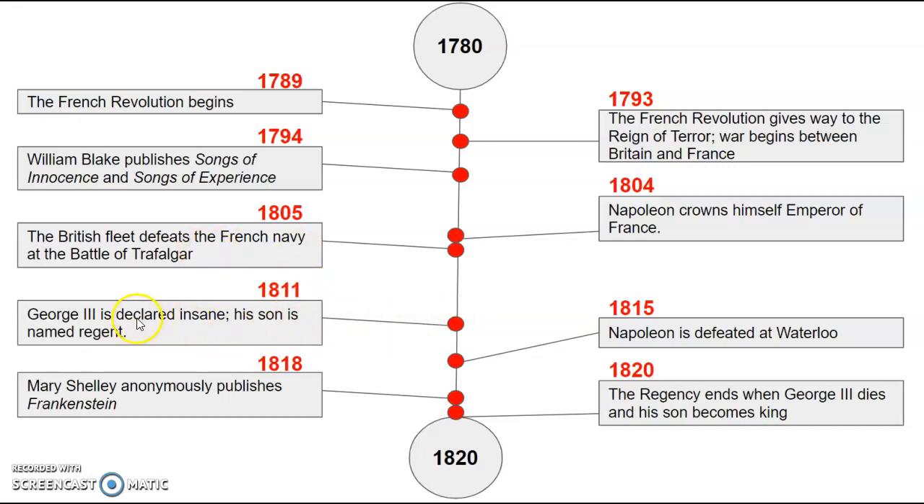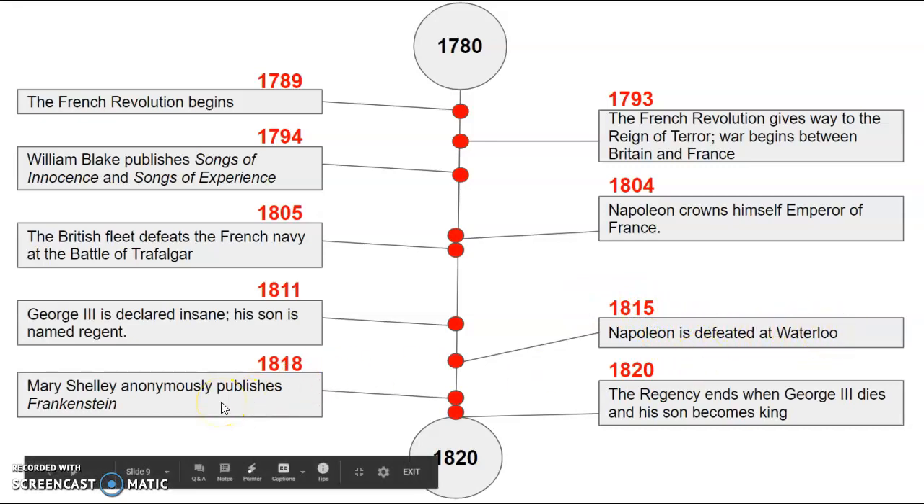1811, George III is declared insane. His son is named regent. 1815, Napoleon is defeated at Waterloo. 1818, Mary Shelley anonymously publishes Frankenstein. In 1820, the regency ends when George III dies and his son becomes king.